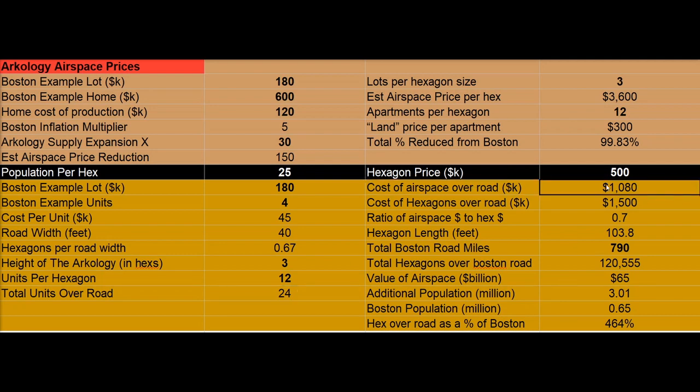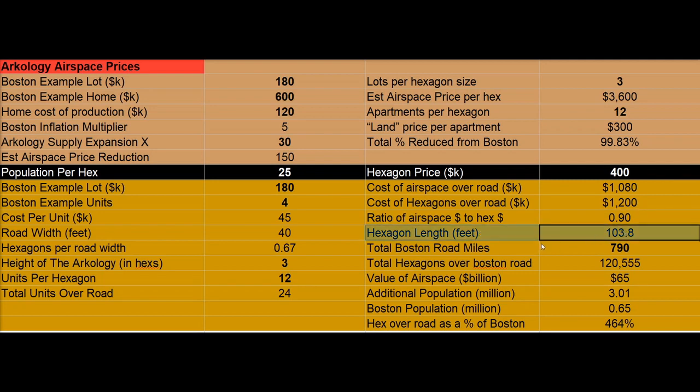Cost of airspace over the road. This is 24 units times 45,000. You get 1 million. Cost of the hexagons, you take 500,000 hexagon price. This might be 400,000 if you're mass producing. Let's say you're mass producing 400,000. This is 1.2 million to construct the hexagons. 1 million for the airspace. This means your ratio of airspace to hexagons is 0.9.